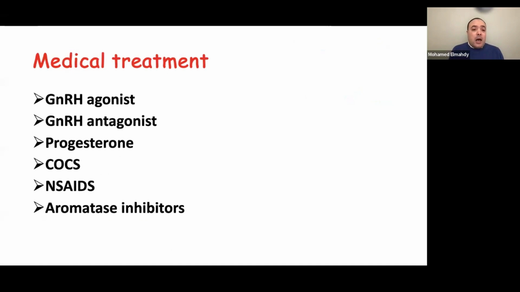There is a lot of medical treatment put for endometriosis in order to treat pain, which is GnRH agonist, antagonist, progesterone, combined pills, non-steroidal drugs, and aromatase inhibitors outside ovulation induction, but they have no role for fertility treatment. So avoid writing medical treatment for treatment of fertility for endometriosis.